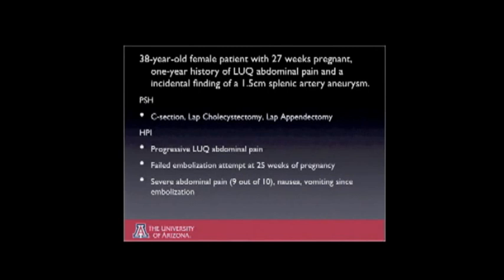Thank you. So this is a 33-year-old female that was referred to us at the 27th week of pregnancy with a one-year history of left upper abdominal pain and an incidental finding of a splenic artery aneurysm. Her past surgical history is significant for a C-section, laparoscopic appendectomy. History of present illness includes progressive left upper quadrant abdominal pain after a failed embolization attempt at 25 weeks of pregnancy. She was in severe pain, 9 of 10, and has been vomiting since then.